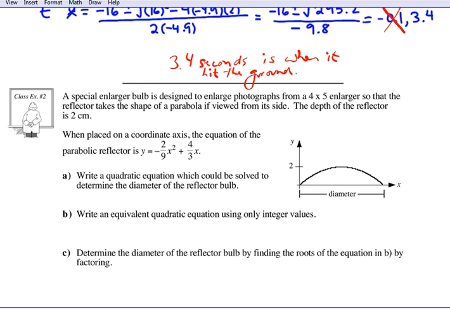Okay, so if we want the diameter, how could we get the diameter of the bulb? What would you need to know to figure out the diameter? X-intercepts. If we knew the x-intercepts, could we figure out the diameter? Because we know one of them is 0, 0. So if we figured out the other one, then we know our diameter. How do we get our x-intercepts? Set what to 0? Y. Set y to 0. So we get 0 equals 2 over 9 x squared plus 4/3 x.